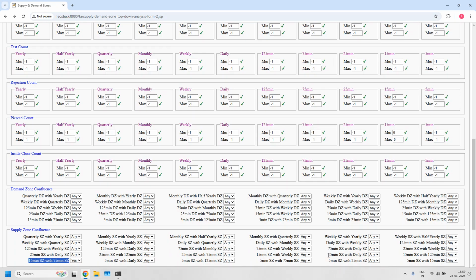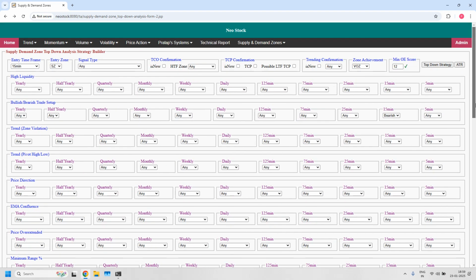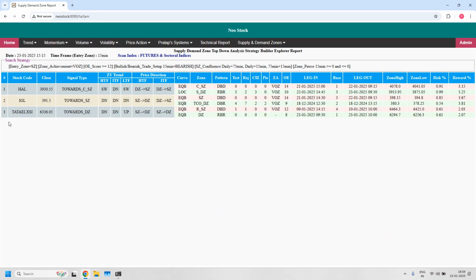Second filter is 15 minute supply zone with daily supply zone confluence. Third filter is 75 minute supply zone with daily supply zone confluence. With all the 3 filters, LTF, ITF, HTF confluence. That is 15 minutes, 75 minutes and a daily supply zone confluence. We got 3 stocks. That means in these 3 stocks, these 15 minute supply zones are part of the 75 minute supply zone. Both together again part of the daily supply zone.